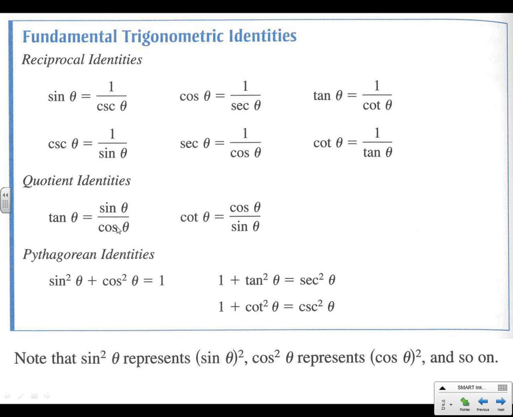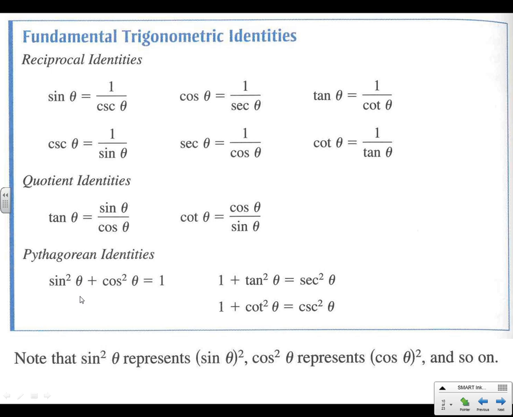Alright, and then we do have some more identities here. These ones we already know. Cosecant is the flip of sine, secant's the flip of cosine, cotangent's the flip of tangent. We've done that before. We know that tangent is y over x. We know sine is y and cosine is x, so we can substitute in here. Tangent is going to be whatever sine is divided by whatever cosine is, and the flip for cotangent, cosine over sine.